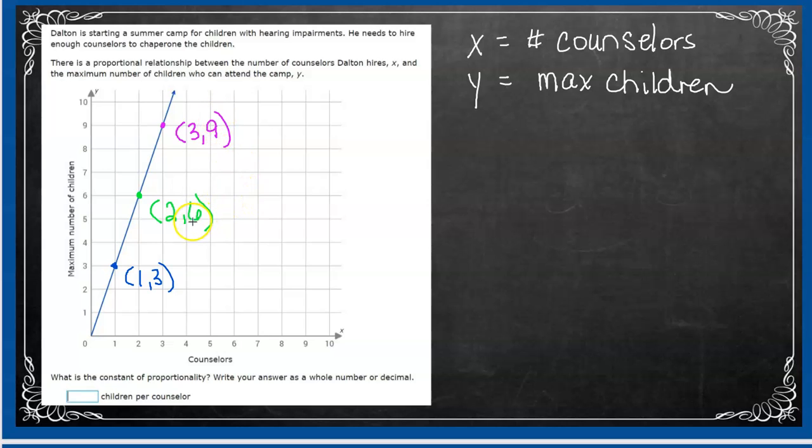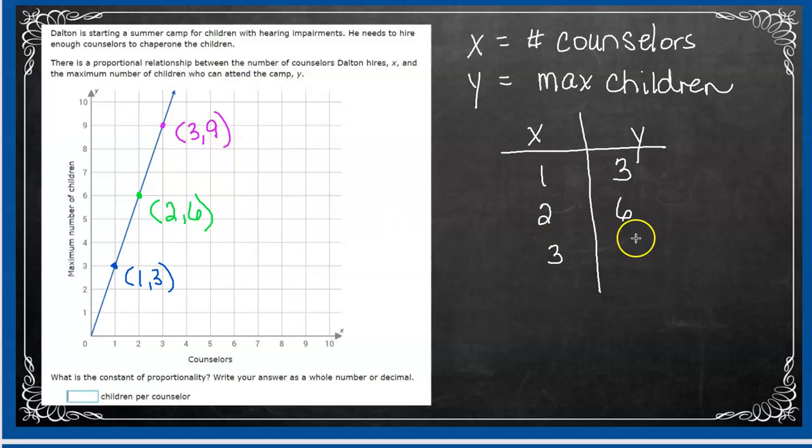Now, if I put that in a table, it would look like this. If x is 1, y is 3. If x is 2, y is 6. If x is 3, y is 9. So then what I want to look at is, how many children can I have for each counselor? That's basically what that constant of proportionality is. In other words, what number am I multiplying x times to get y every time?